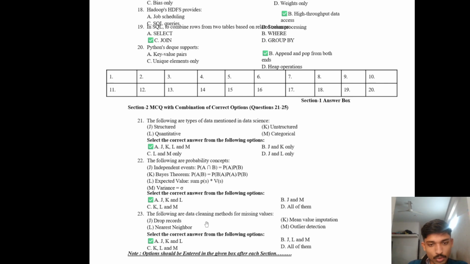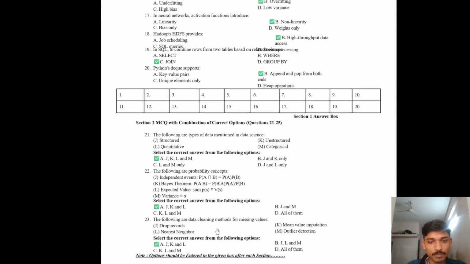Dropping the records. We have to drop the records if the data is not found. J part and K part is mean value imputation. We have to find the mean of all the values to fill the missing value with the mean. And third one is nearest neighbor. We have to predict the value using the nearest neighbor value. Outlier detection is not generally preferred as a data cleaning method.